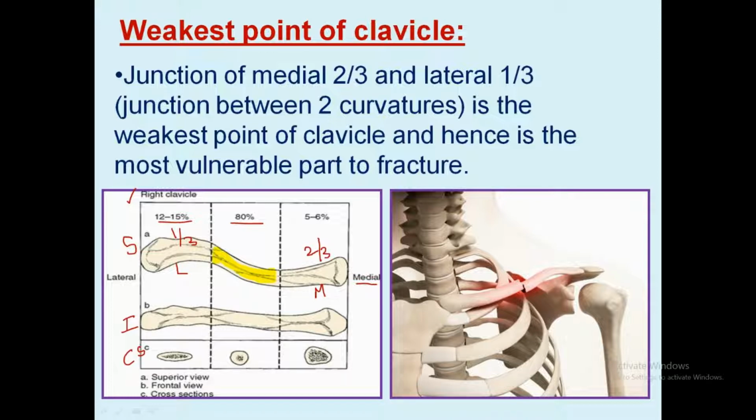This part, the junction between these two curvatures, is where 80 percent of fractures occur in the middle third of the bone. Here, this is the lateral end, which is flat, and this is the middle third, and the medial end is large and quadrilateral in shape. So the junction between these two curvatures is the most vulnerable part to fracture. So this is the weakest point of the clavicle.